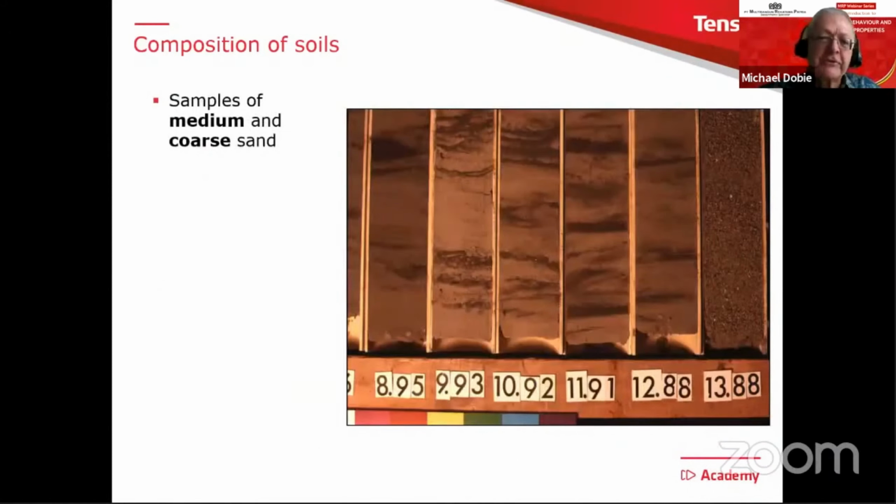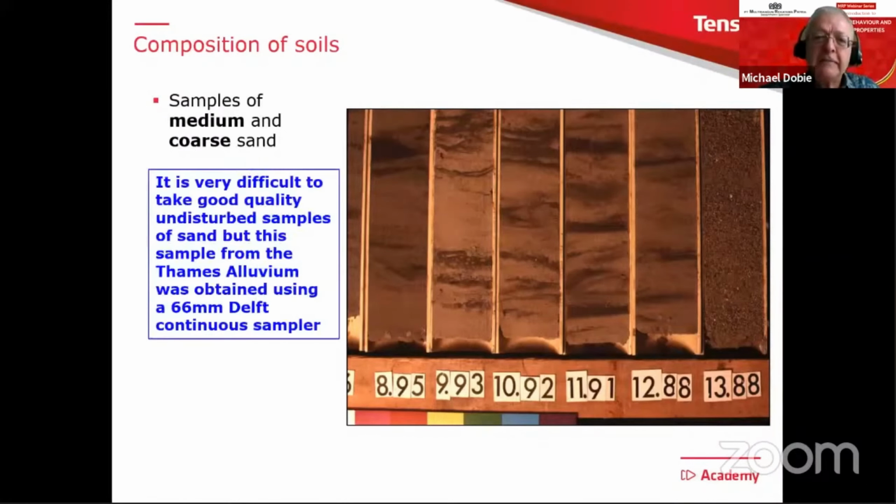And here are some pictures of some coarse soils. So this is quite unusual to see undisturbed samples of sand. And you've got here some medium and coarse sands sampled actually in a site in the UK. But these were taken with a special kind of sampler, the same one as I used for the marine clay earlier on. And you can actually see what the sand looks like in an undisturbed form. Not easy to do that.